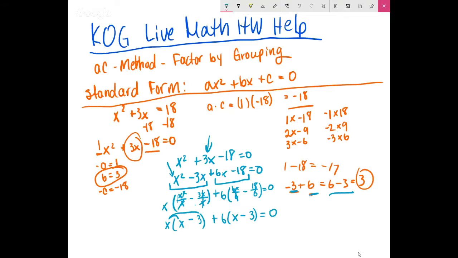Our goal was to get the same thing inside these parentheses, and we did. Awesome. So what we're going to do now is rearrange this so that it looks like what you're used to the answer looking like, Katie. So we're going to write x minus 3 in one group of parentheses, and then we're going to write the outside, x plus 6, in the other group of parentheses.